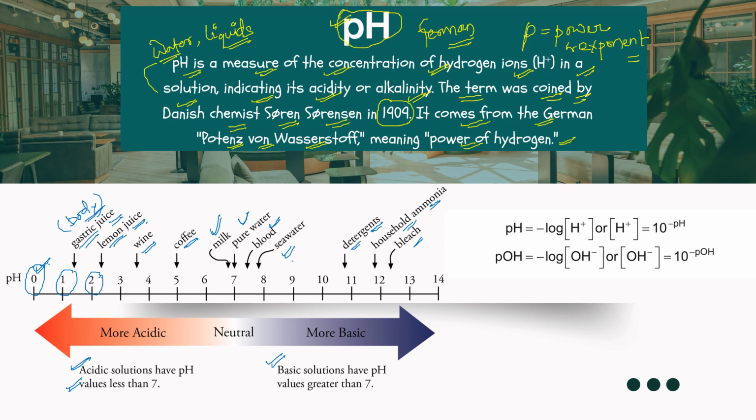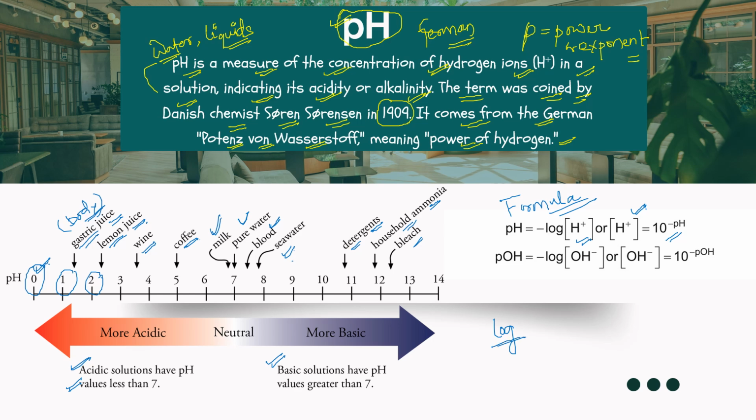Okay, so now if we consider the typical formula that we use in pH, it is pH = -log[H+], where the H+ ion concentration is also written as 10 to the power minus pH. So what is log? Some of the students don't know what log is.